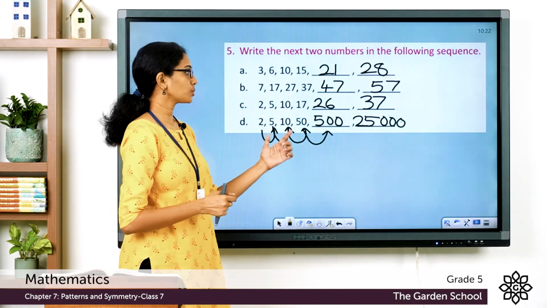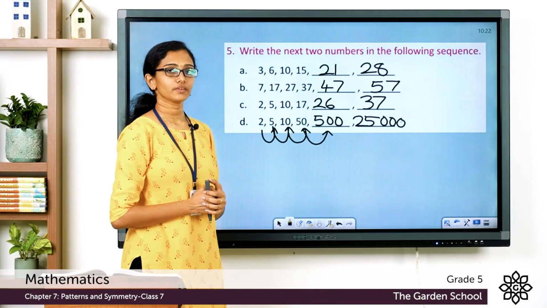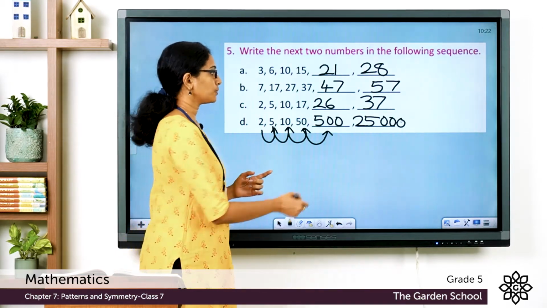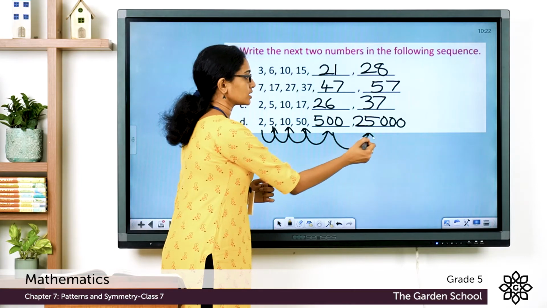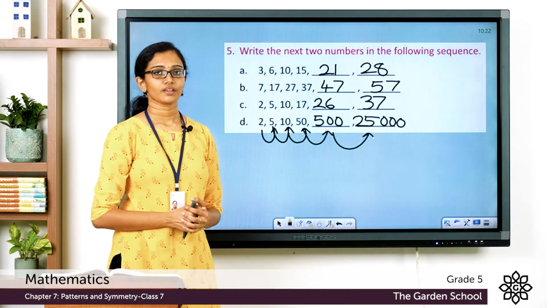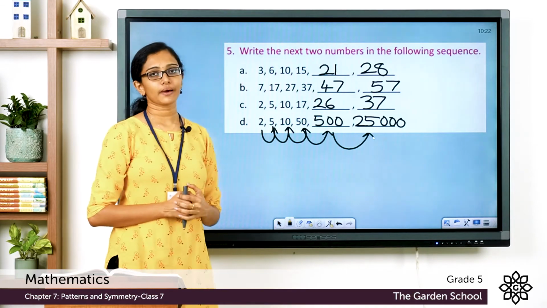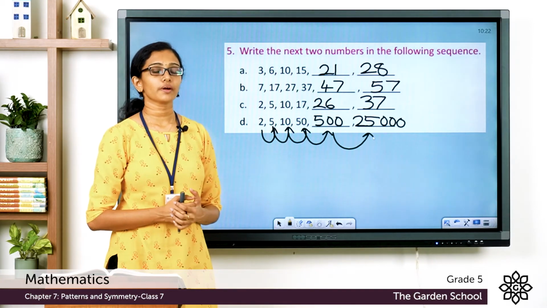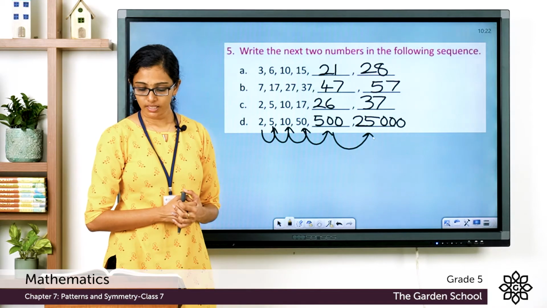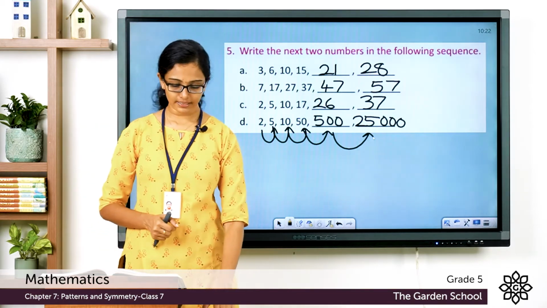And can you predict what would be the next number in this series or in this number pattern? It would be 500 into 25,000. And it will go on like that. So I hope you are clear with all these number patterns. You can work out more examples. Let's move on to the next question, question number 6.